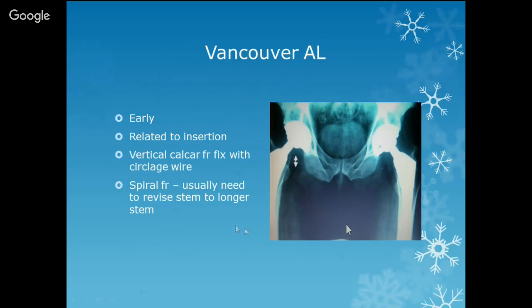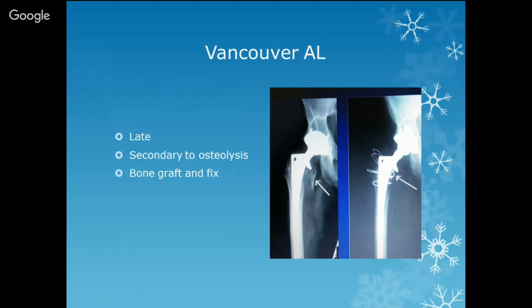Now the Vancouver A-L, early fracture: if it is a vertical fracture, we will fix it with a circlage as well. If it is a spiral fracture, we always revise it with a longer stem. Late fracture, secondary to osteolysis, we have to bone graft it and we fix it with a circlage as well.